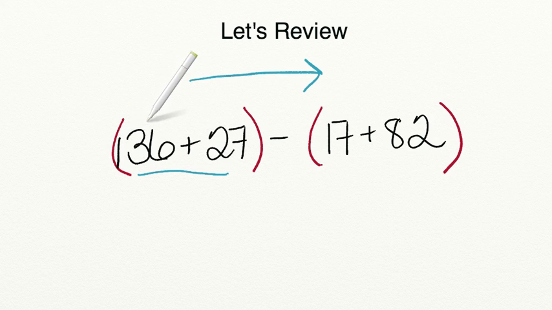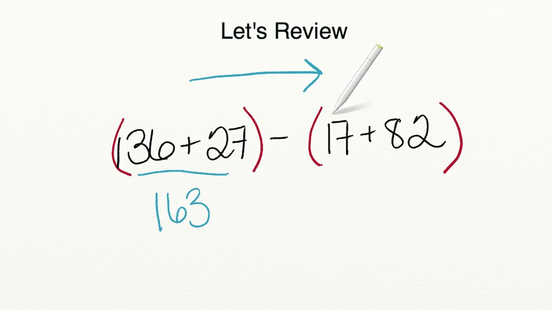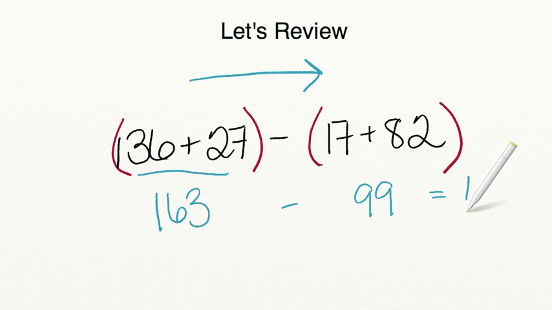So 136 plus 27 equals 163. So we solved our first set of parentheses, and now we're going to move to our next set of parentheses. 17 plus 82 equals 99. So now we can subtract the sums of each of our sets of parentheses. 163 minus 99 equals 64. So now we are able to evaluate this expression using our sets of parentheses. Great work!